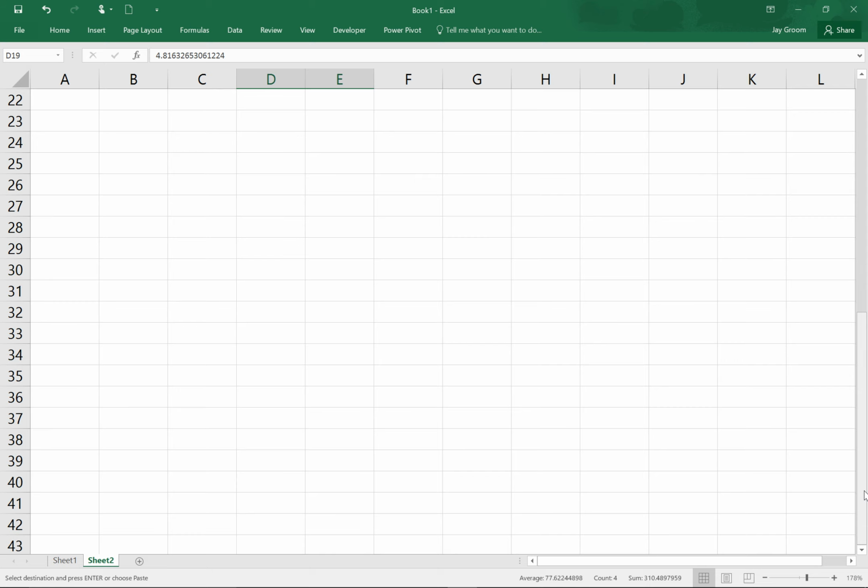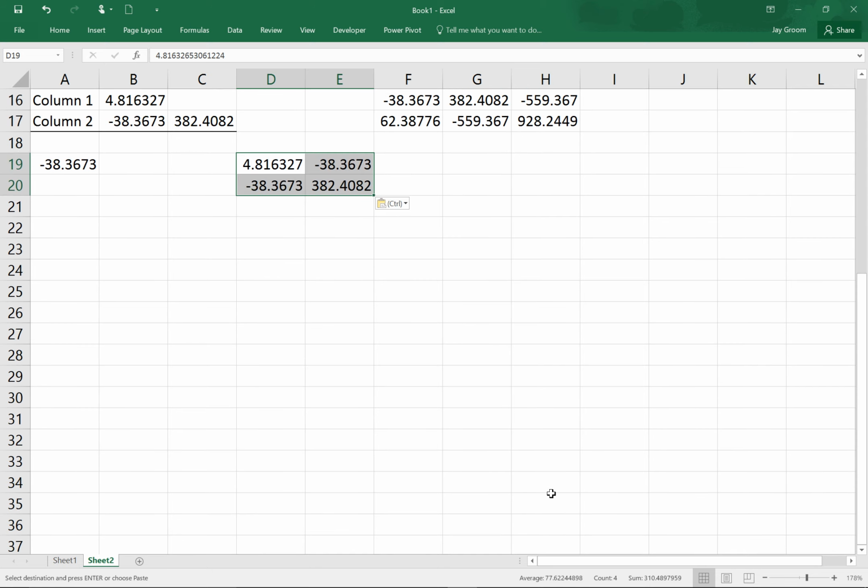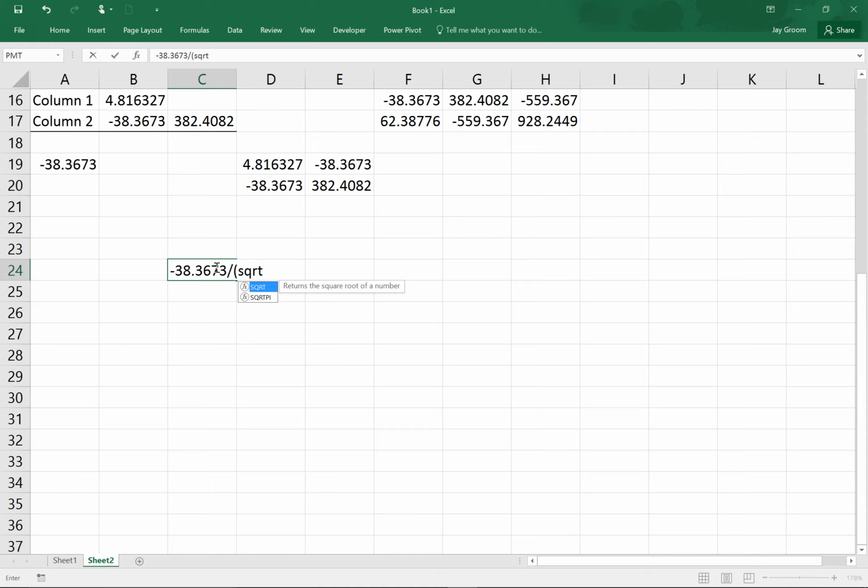Oh, that's nice. Here's my question then: what would happen if I divide this out and find our correlation? We have right now negative 38.3673. But we're going to divide by the square root of this guy here, which would give us the standard deviation of x, times the square root of this guy.